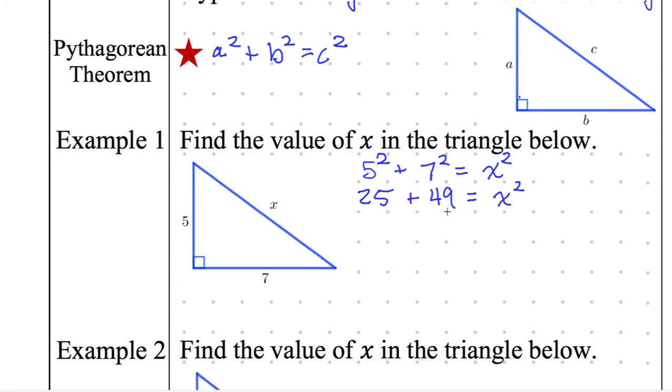Now I'm going to add 25 plus 49 to simplify the left-hand side. So 5 plus 9, that is 14. Carry the 1 from the 14, the tens place. So 1 plus 2 is 3, plus 4 is 7. 74. And that's equal to x squared.